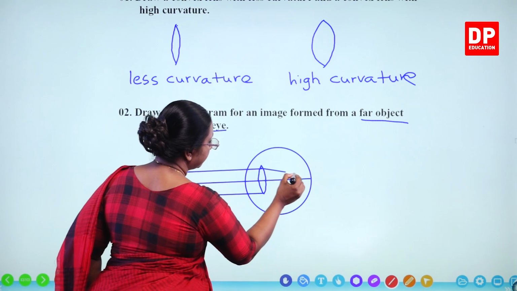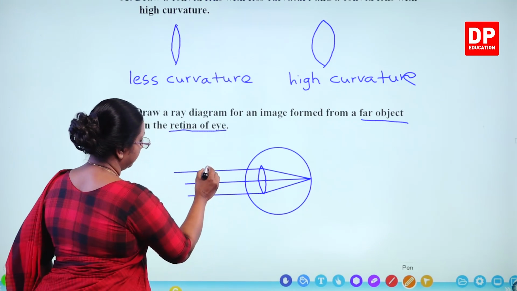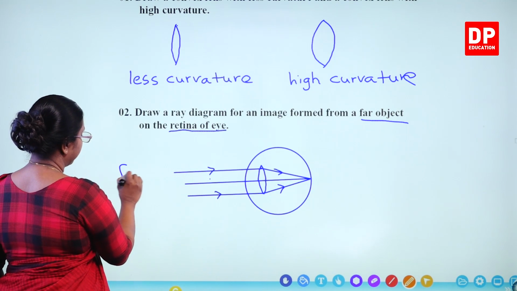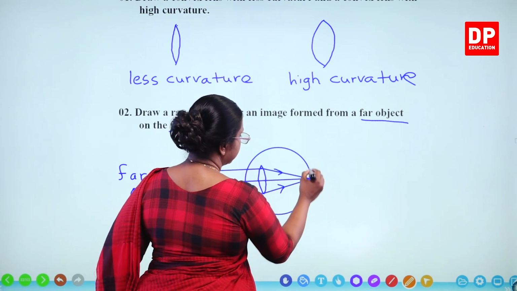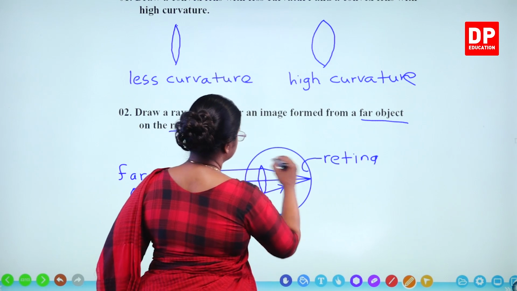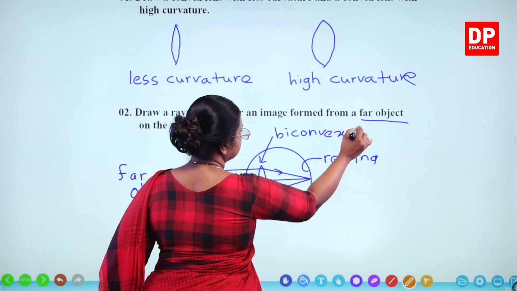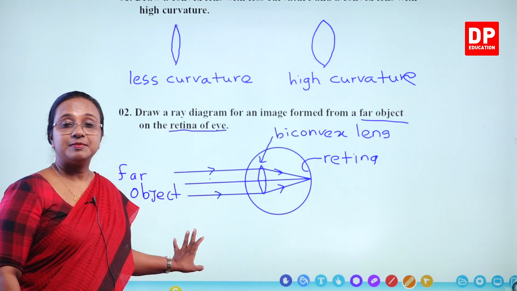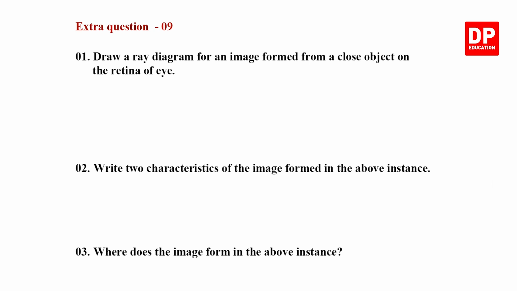And these rays get refracted and form the image on the retina. So here we have the far object and this is the retina. And that is the biconvex lens. So if you draw this ray diagram correctly, then it is correct. With that, I'll move on to the next one.